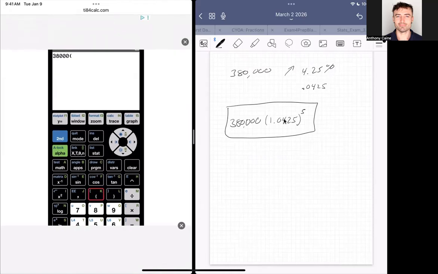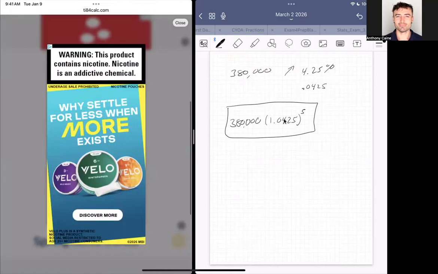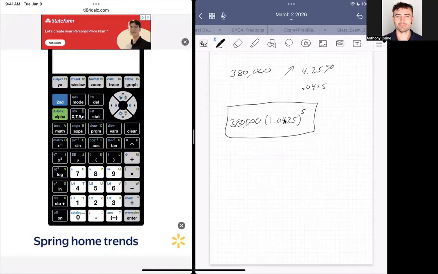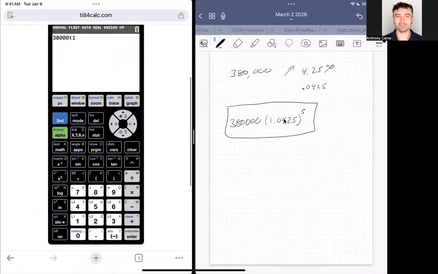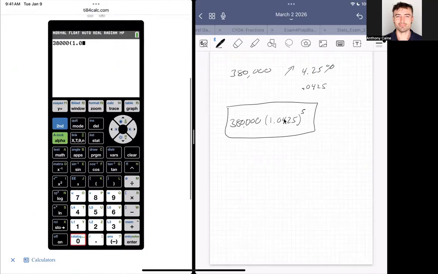380,123. And now I have 1 point. I hate how spammy this website is. Just close that. Fine. 1.0425, and this is getting raised to the 5th power. Here we go. And if I round to the nearest whole number, let's actually double check.